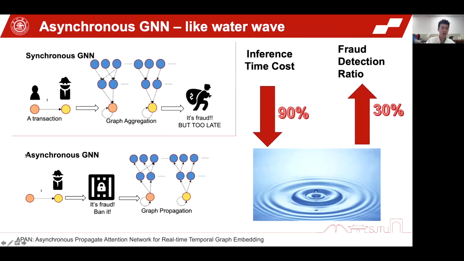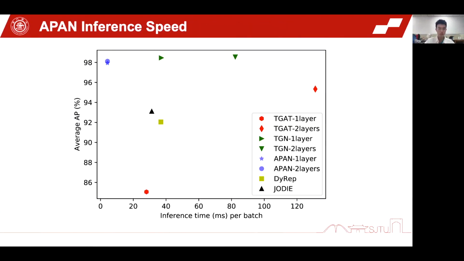In our model, asynchronous GNN, we don't need to query the neighbors before we get the final decision. We just use the last updated embeddings to make a final decision, and we propagate the information of the interactions to other neighbors. It's something like a water wave. If a water drop falls into a pool, the water wave will spread to other places.